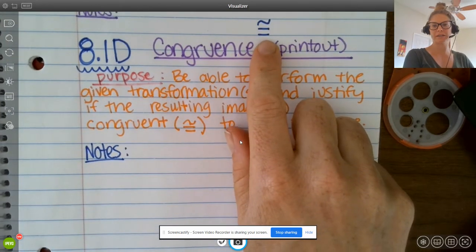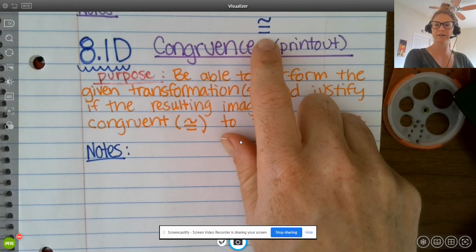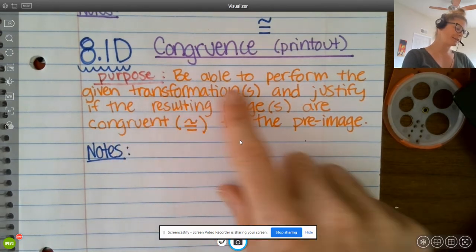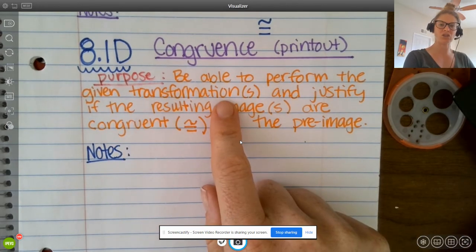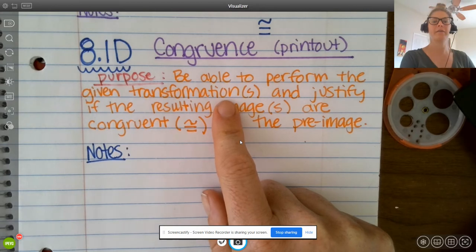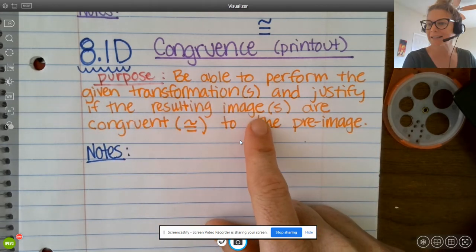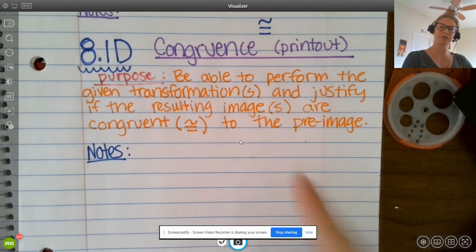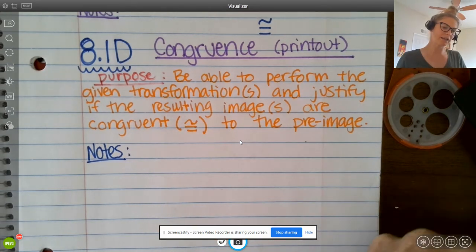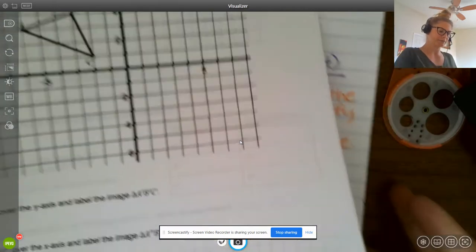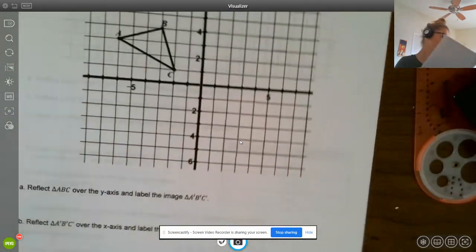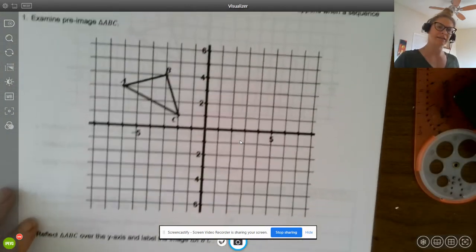This is the symbol for congruence. It looks like an equal sign with a little tilde on top. And our purpose is to be able to perform the given transformations, because there may be more than one, and justify if the resulting images are congruent to the pre-image. So let's get started. 8.1D lesson, congruence.